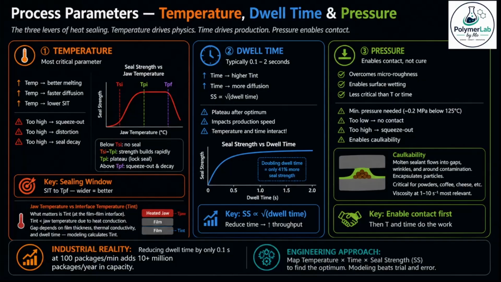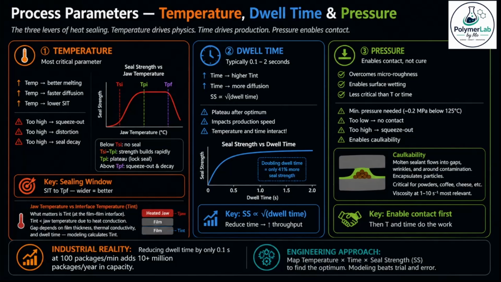Doubling dwell time gives only 41% more seal strength. This means there is always an optimal dwell time beyond which you are sacrificing productivity for no meaningful gain in seal quality. Reducing dwell time by 0.1 second at 100 packages per minute adds 10 plus million packages per year in capacity.